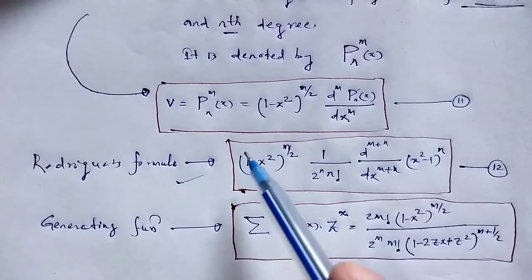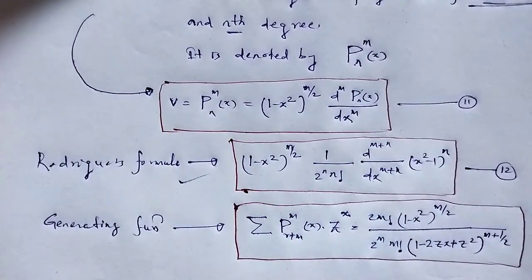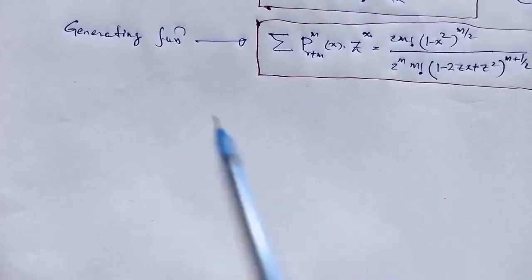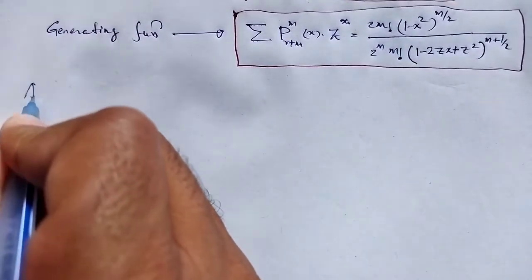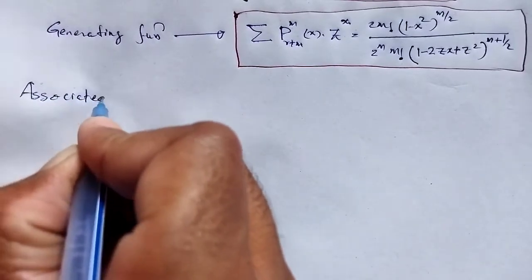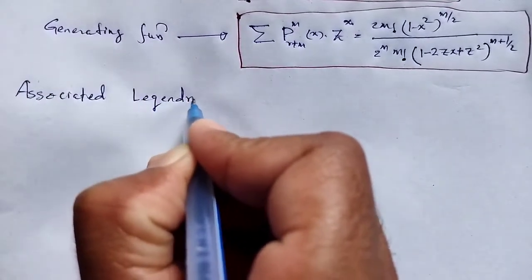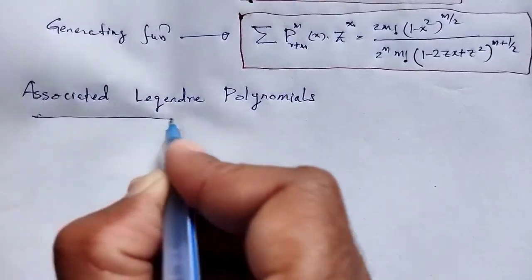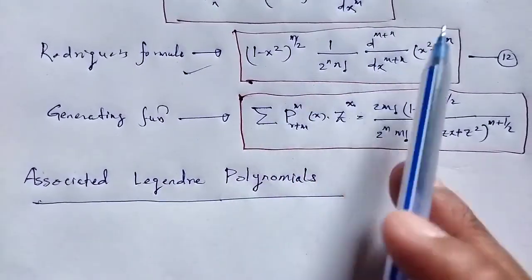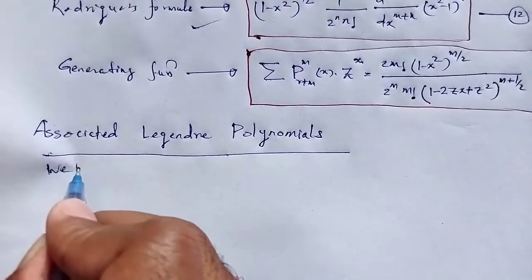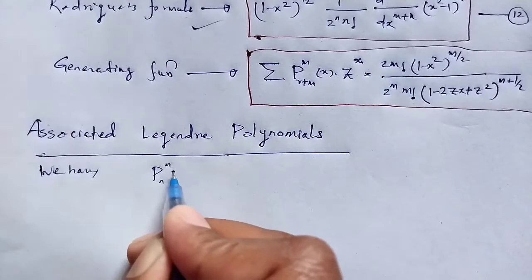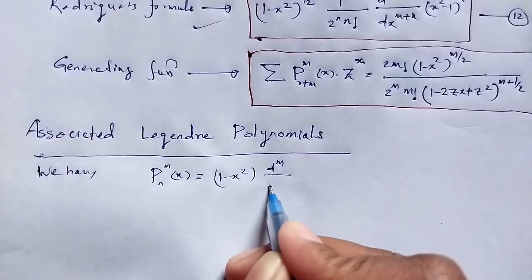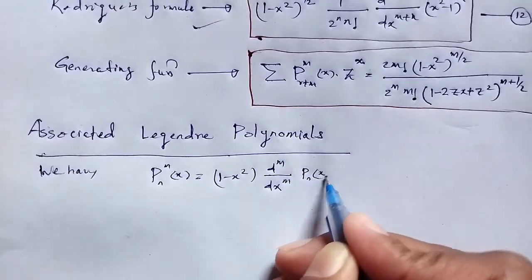Now, using that of Rodriguez formula, we can find out the associated Legendre polynomials, then some values of associated Legendre polynomials, by using that of Rodriguez formula of associated Legendre differential equation. We have P_n^m(x) is equal to (1 − x²)^(m/2) d^m/dx^m of P_n(x).